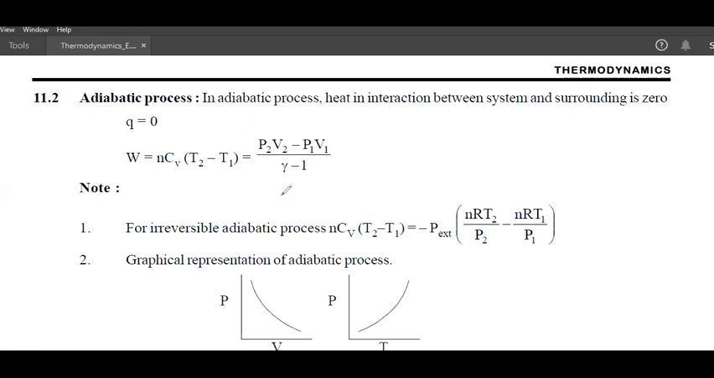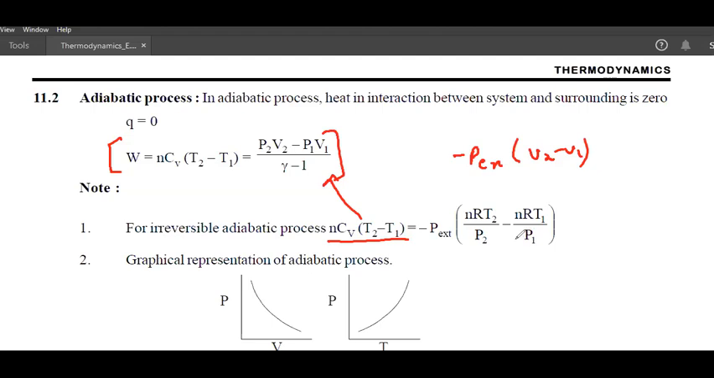So yeah, I told you that this is your work done for reversible process. Now, when we talk about irreversible process, NCv delta T, this formula we derived from this equation, but it doesn't matter what process we have. Work done for irreversible process is always P external into V2 minus V1, right? And V2 can be replaced by nRT2 by P2 and V1 by nRT1 by P1.